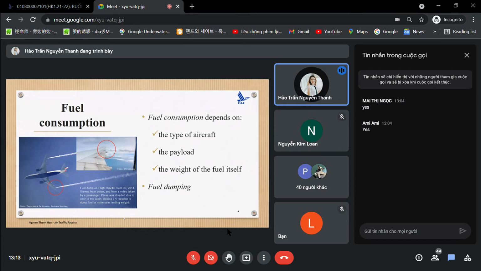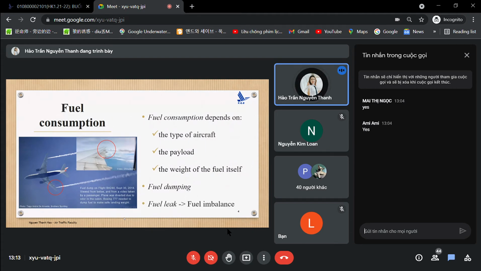And at those times, ATC will direct them to a pre-designated area for fuel dumping. And you can see in the picture an aircraft dumping fuel so that it can have a safe way to land.